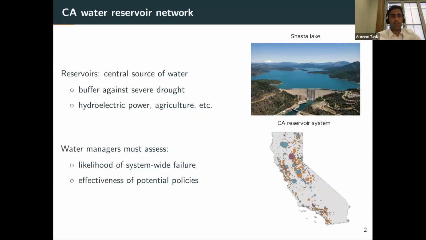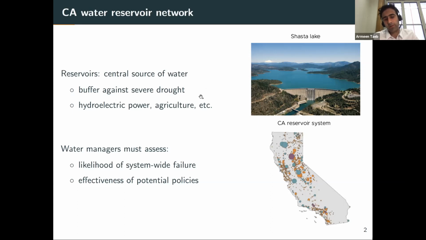To motivate this talk, I want to talk about an application that I've worked on closely over the past couple of years, and it's that of California reservoirs. The California Reservoir Network consists of about 1,500 reservoirs, and they are a major source of water, in that they buffer against severe drought conditions, which the state frequently experiences, including right now. And they're used for various demands, including hydroelectric power generation and agriculture.